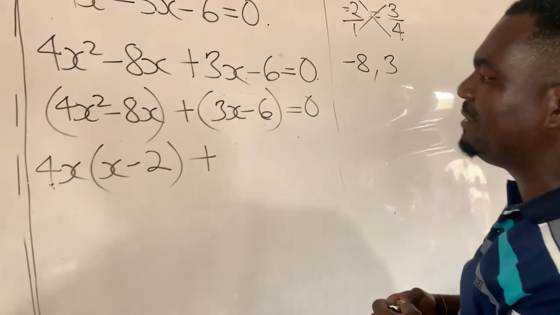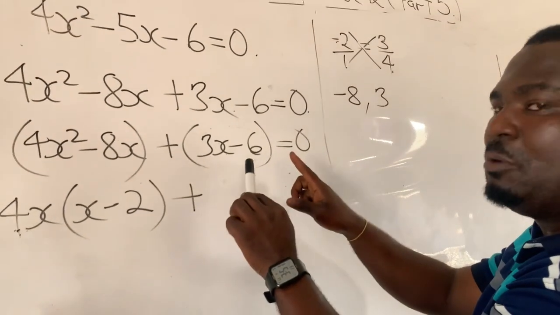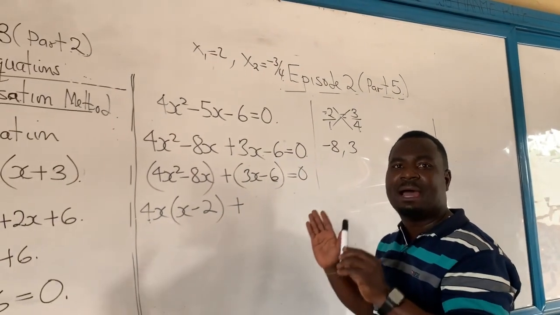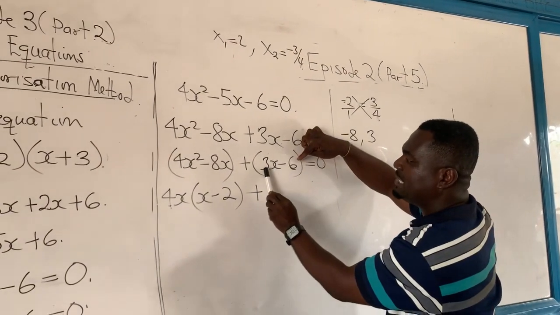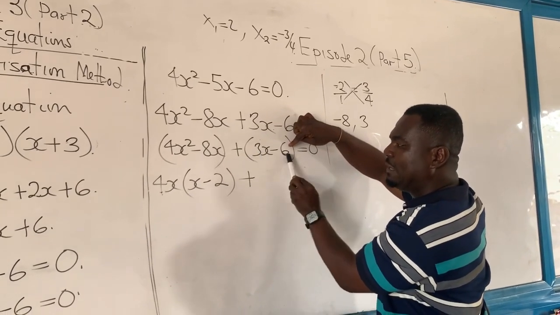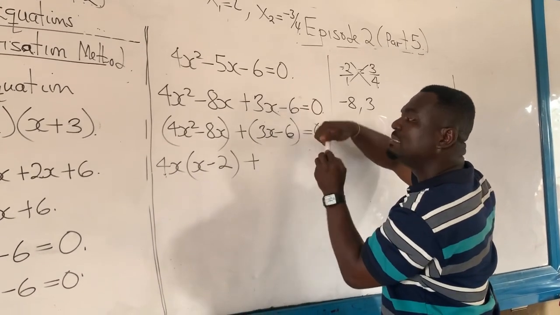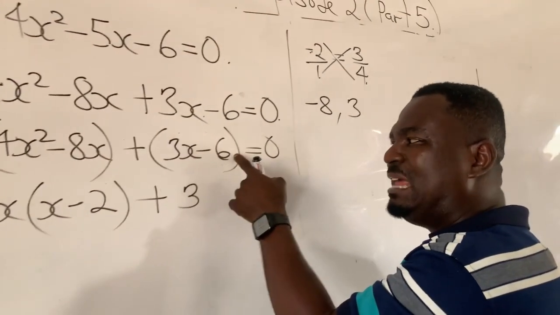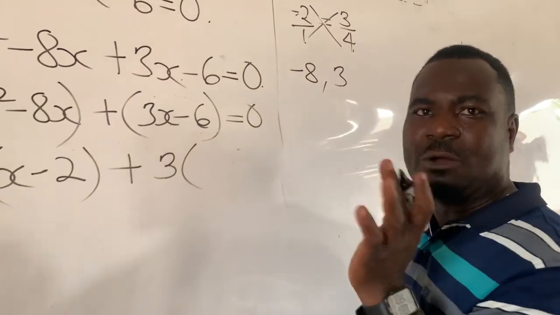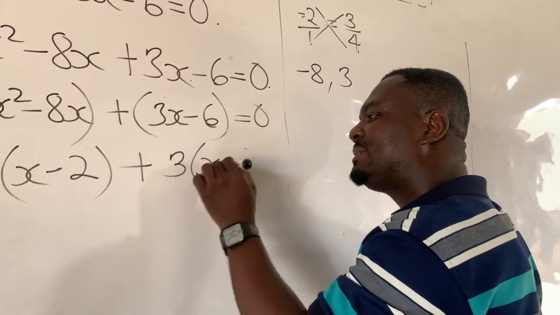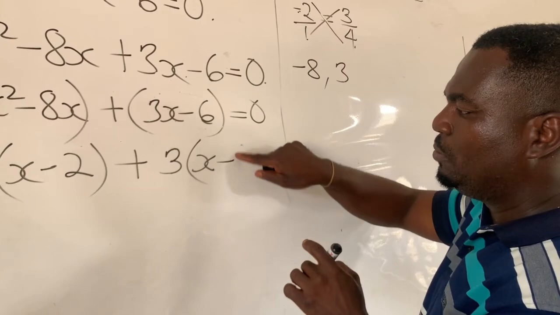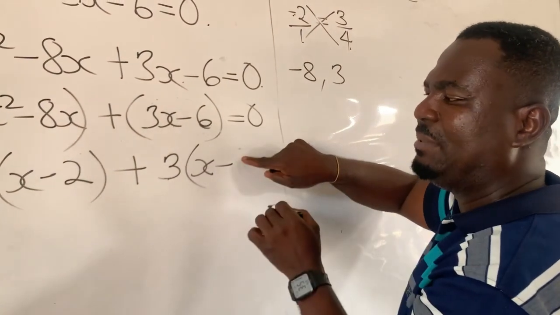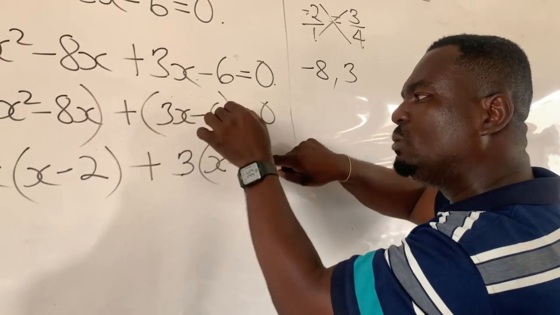Let's see how to factorize this. We said when you are factorizing, you check your numbers first. Check 3 and 6. Can 3 go into 6? If 3 can go into 6, then you bring your 3 out. I have x here, but there is no x here, so you can't bring x out. What is left? x minus. What number am I going to put here? This 3 goes into 6 how many times?